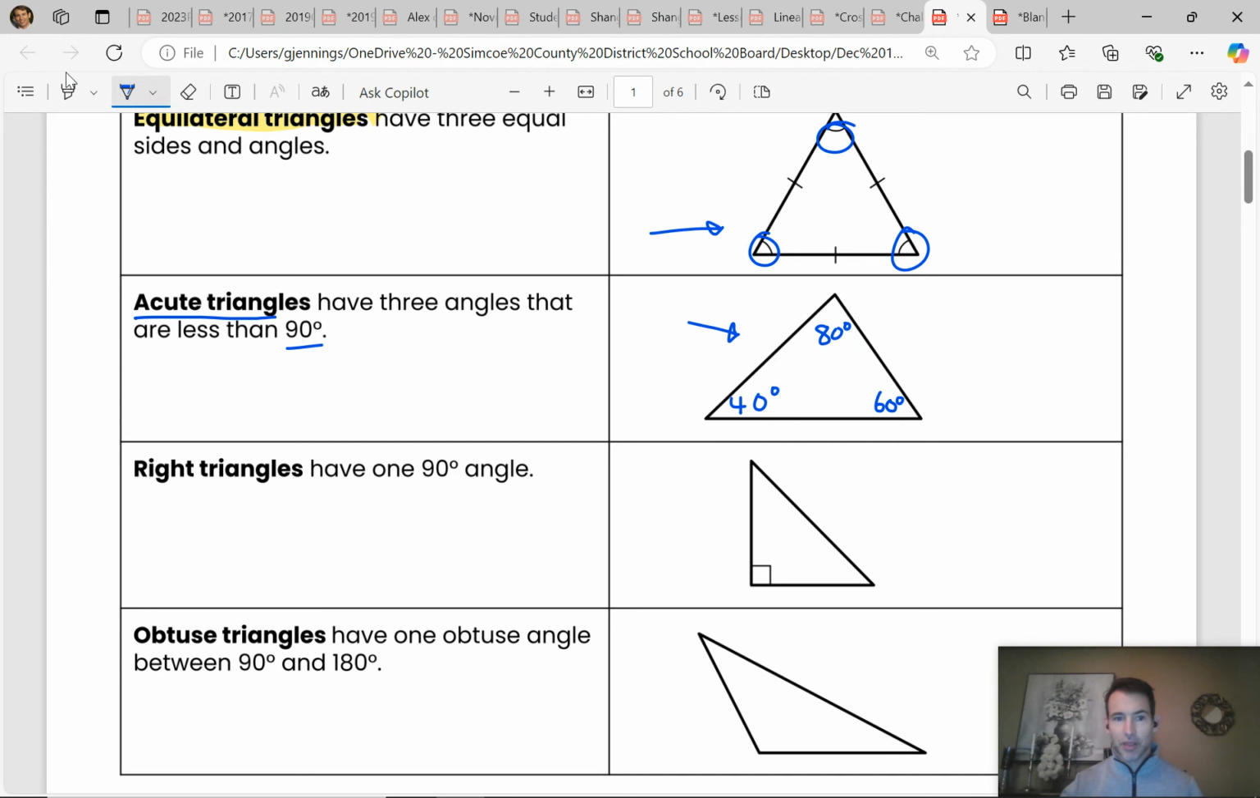Right triangles are very special, and we create a lot of these. They're very important. So we're going to be spending a lot of time with right triangles. That's where two sides are connected by a right angle.